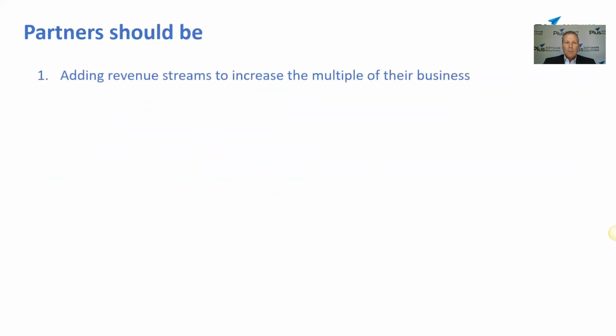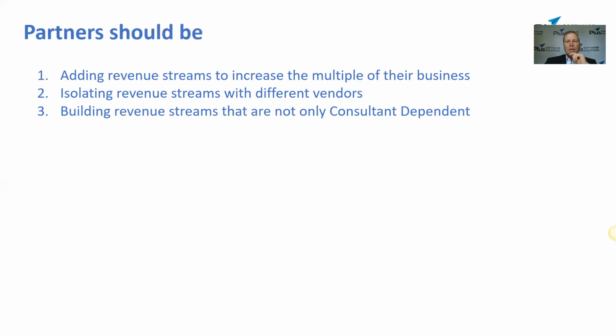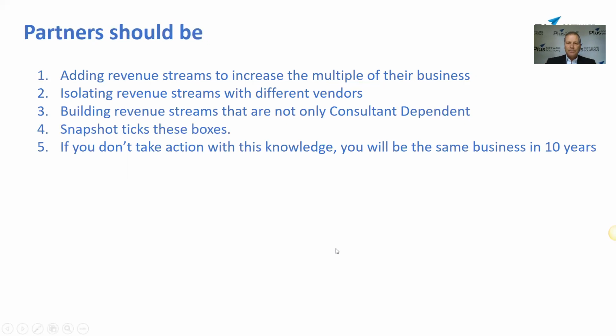So partners should be adding revenue streams to really increase the multiples of their business. You will get paid more at exit time for permanent recurring revenue. Permanent's a strong word, but you know what I mean. It's also intelligent to isolate revenue streams with different vendors. So if you're a Sage partner, it doesn't make sense to have all of your money with Sage. And it's also important to build revenue streams that are not only consultant dependent. And Snapshot allows you to build those revenue streams as well.